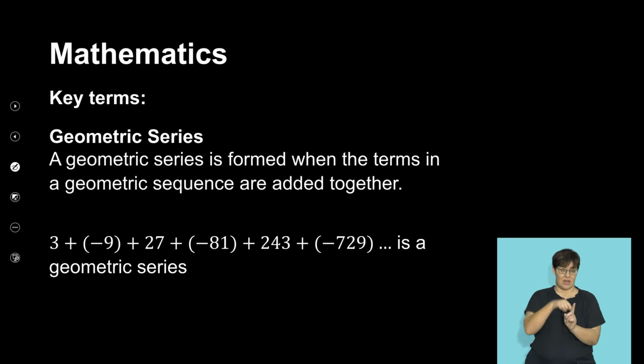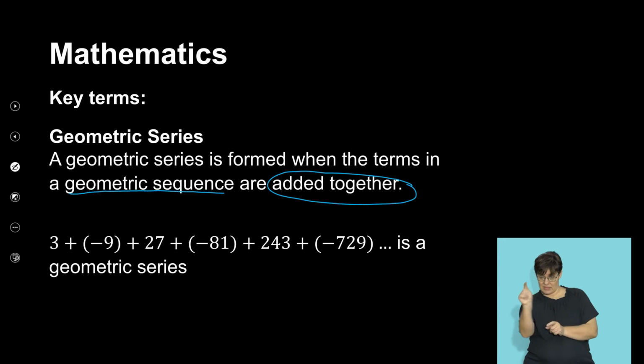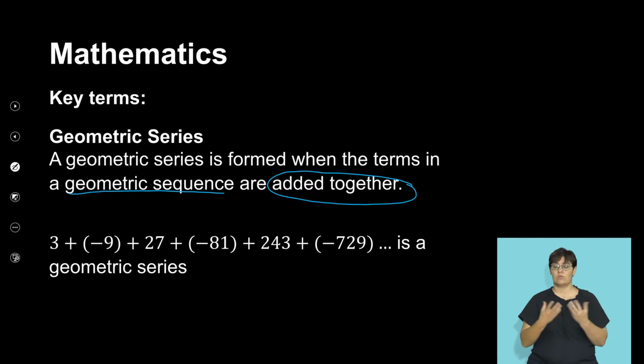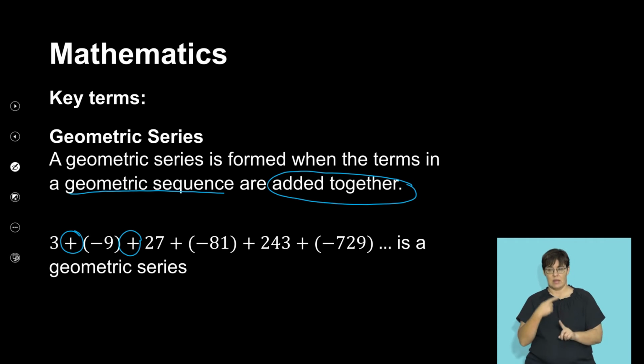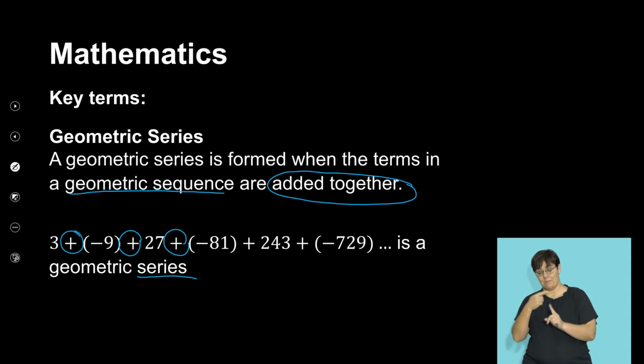A geometric series is formed when the terms in a geometric sequence are added together. So please be careful. There is a difference between sequences and series. Series are an actual sum, whereas a sequence is a list of the values of a pattern. So below you can see 3 plus -9 plus 27 plus -81 going on. We know that this is a series because there's actually addition involved.